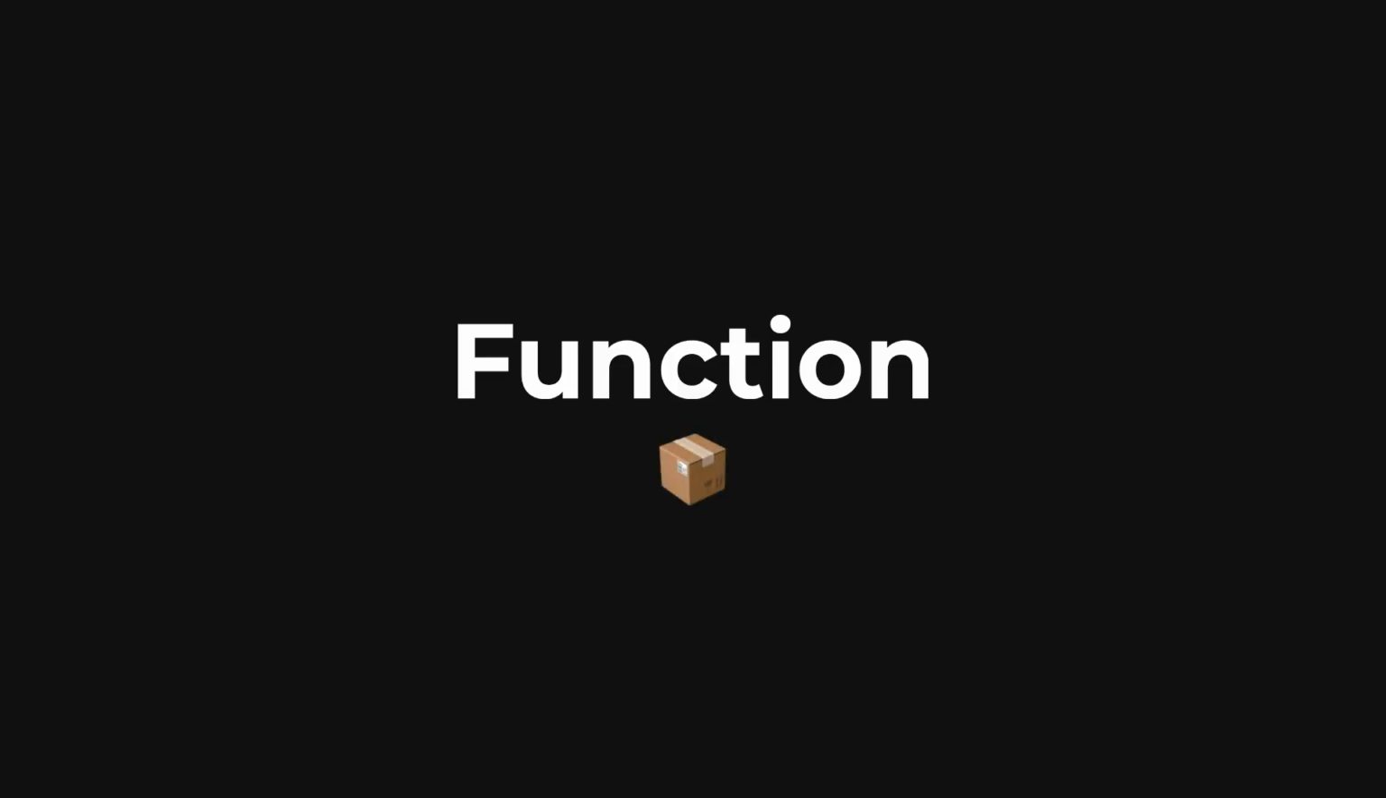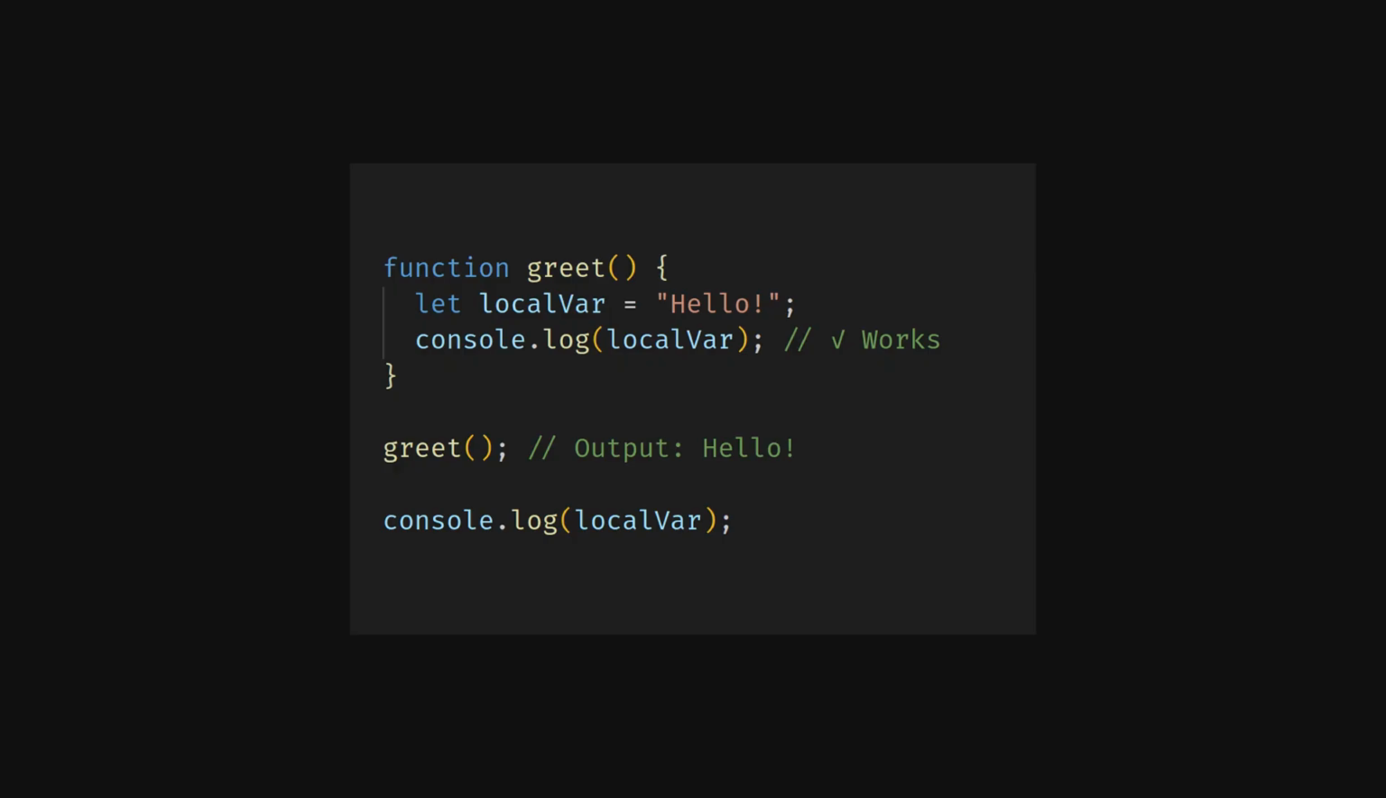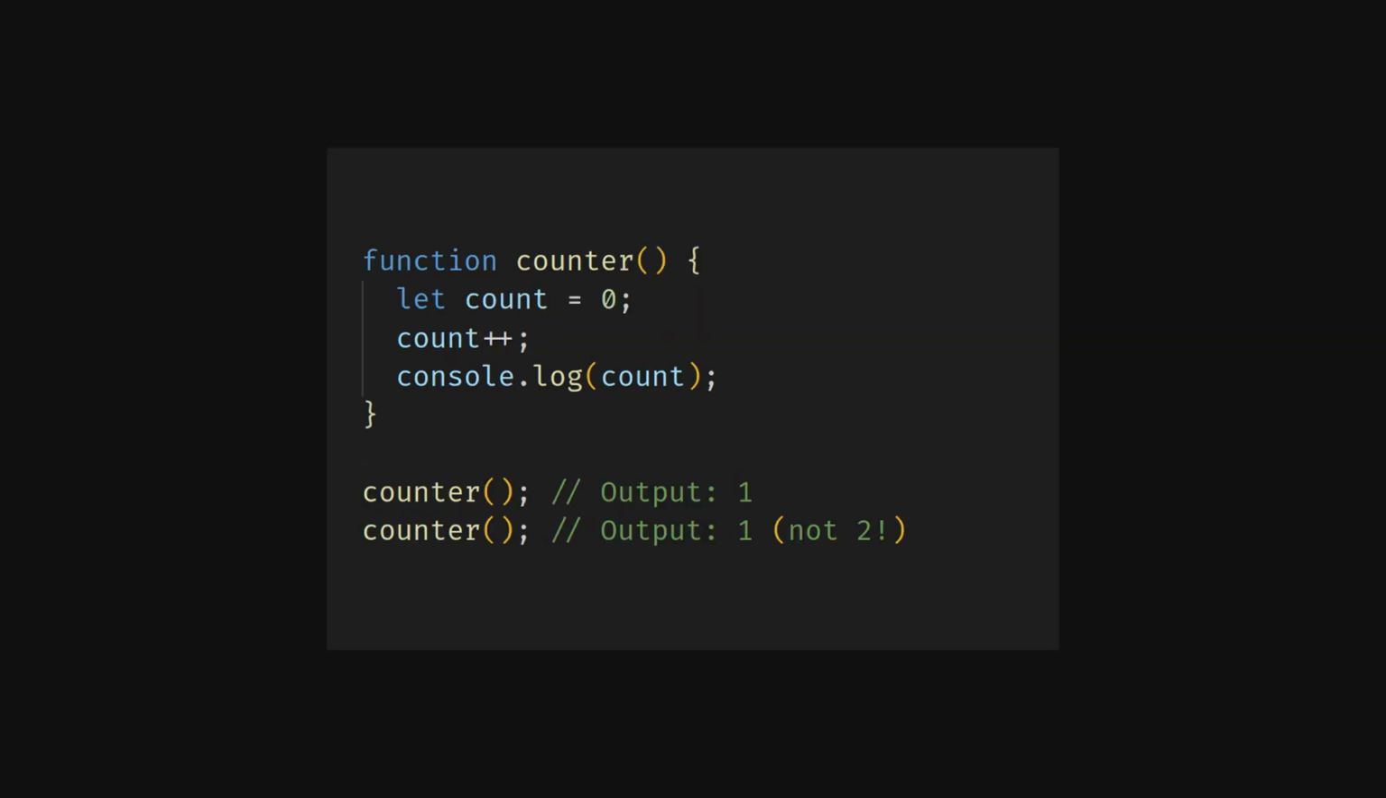Now, function scope, also known as the local scope. Variables declared inside a function only exist inside that function. In this example, localVar is visible inside the function greet. But when you try to access it outside that function, the compiler will throw an error. See what happened? Once we left the function, localVar was dropped. In rudimentary terms, it disappeared. That's the function scope in action.